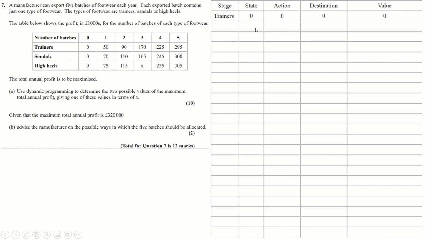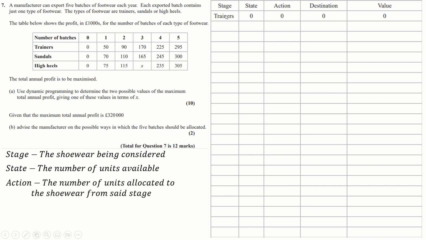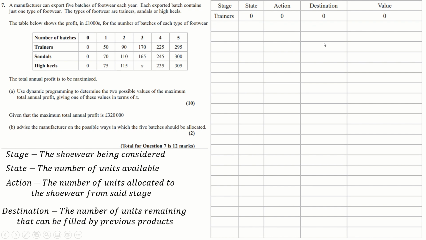So we'll keep with trainers. This starts off really boring. I'll probably just define these things first. Stage is the shoe wear that we're considering. State is the number of units that we're going to be making available. This will become more clear, I think, in a second. Action is how many of those particular units that I've got here that we'll be taking. And destination is the units that are left, the number of units that need to be filled with previous things. That probably doesn't make too much sense, but I'll try and explain what's going on as we fill the table.